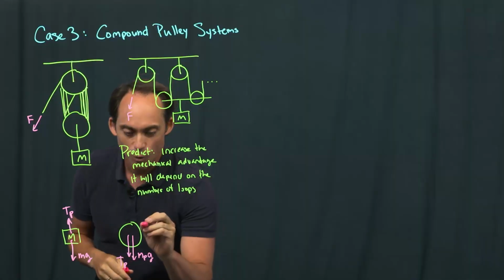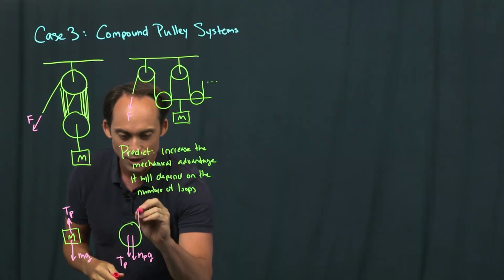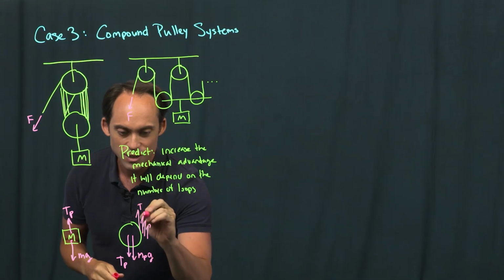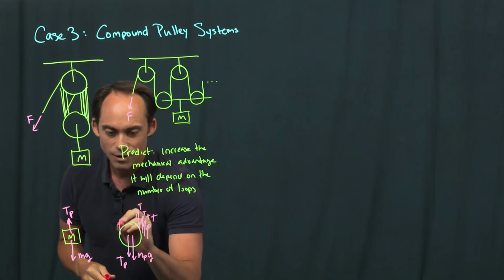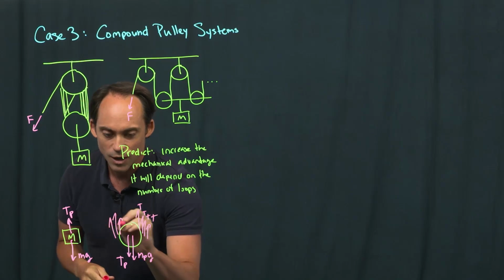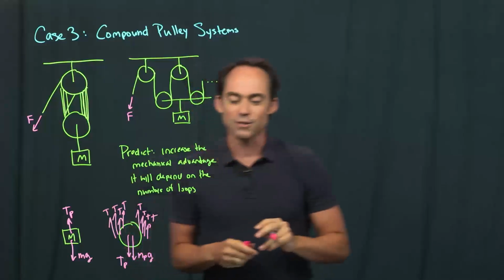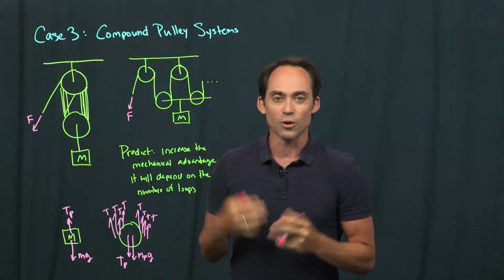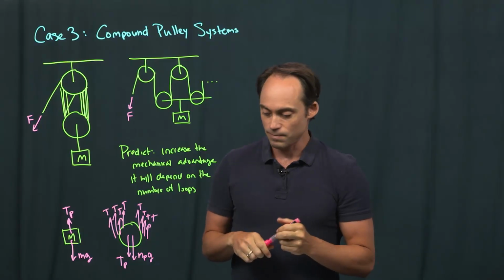So if we have a 4-fold purchase, we're going to have on either side 4 forces, all T, and on the other side as well, all T pointing up, lots of forces pulling on this particular pulley wheel, and those are the forces that are going to hold both the pulley wheel and the mass up.